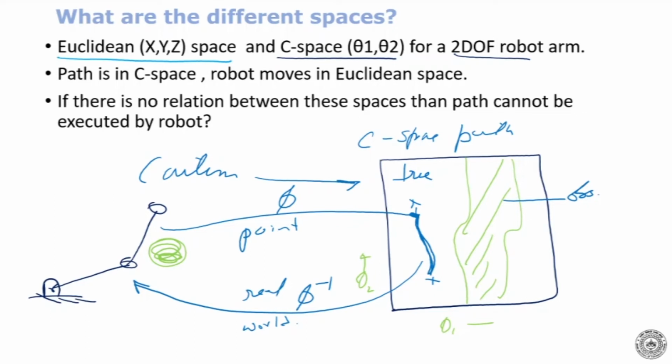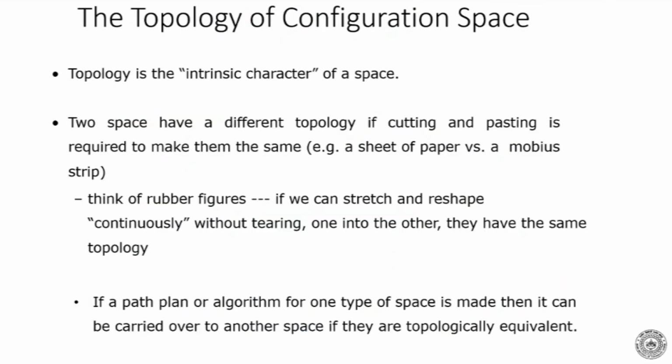Now, if the inverse doesn't exist, then again it's of no use because the path cannot be executed in the real world. Right? So this is what makes it that if there is no relation between these spaces, then the path cannot be executed by the robot. You can go in the forward direction, you can't come in the backward direction. Okay? So these are things which are studied in topology of configuration space.